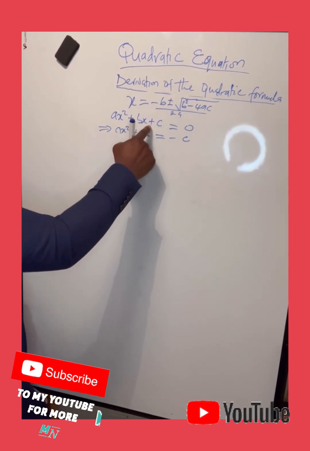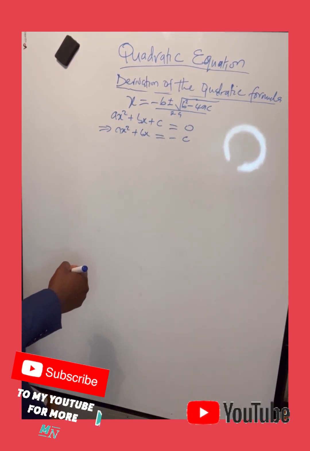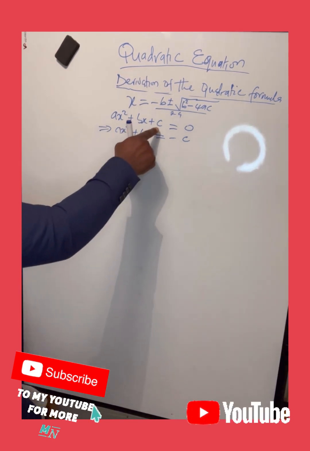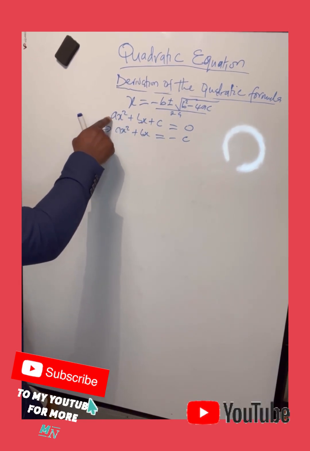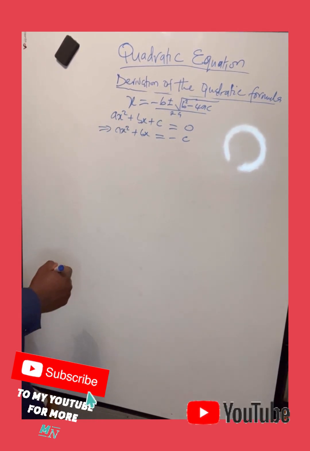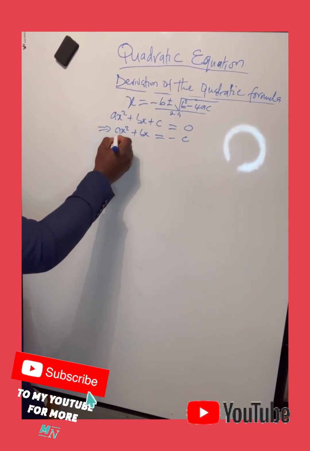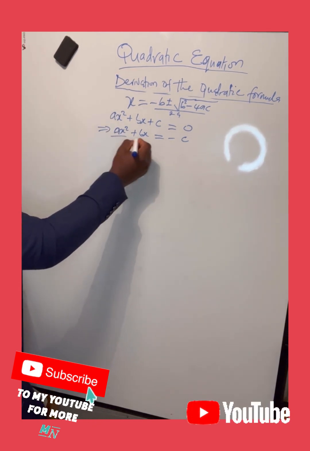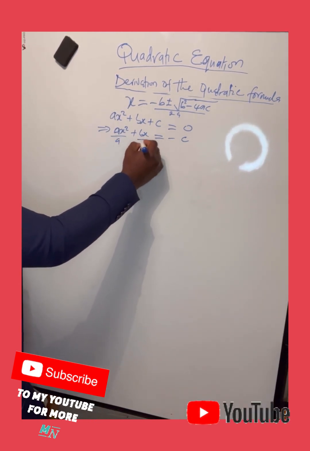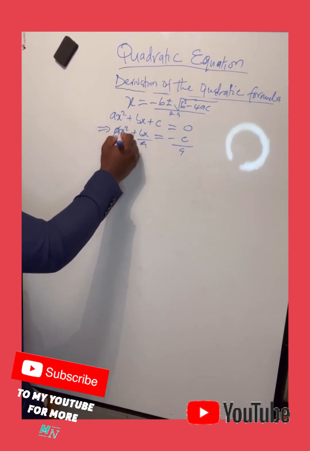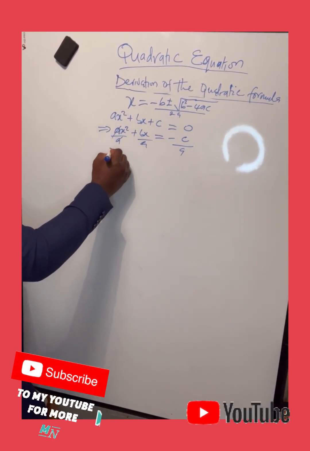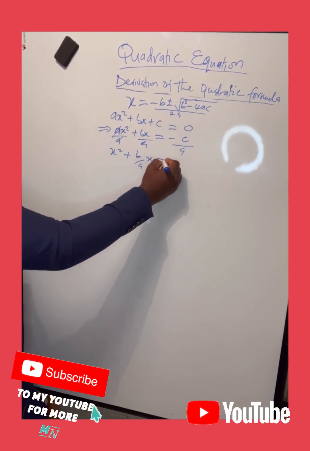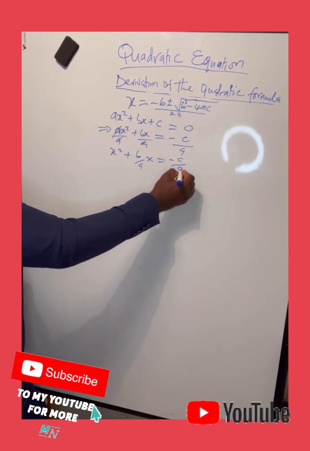The first thing to do is to move the quadratic constant across to the right hand side, and it becomes minus c. Remember, c is the constant, b is the coefficient of x, a is the coefficient of x squared. The next thing is to divide across by the coefficient of x squared, which is a. I'm going to divide everything here by a. So this will cancel this, and I'll have x squared plus b over a times x equal to minus c divided by a.